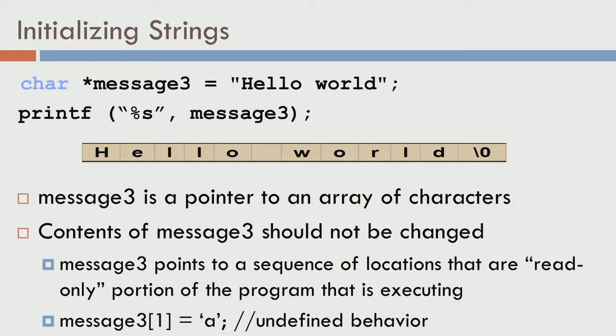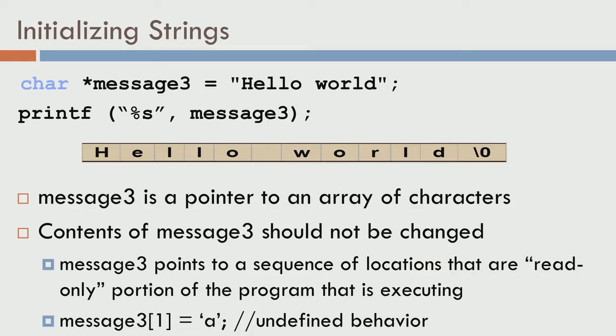So, let us look at another example where we have initialization. On the left side we see char star message 3. Message 3 is a pointer to a character, or it could be a pointer to a character array. On the right side we have hello world, which again requires 12 bytes, and if you print message 3 it will print hello world with a space in between. But message 3 here is actually a pointer to an array of characters.